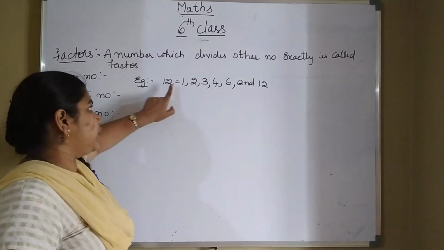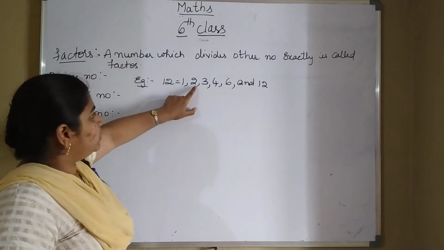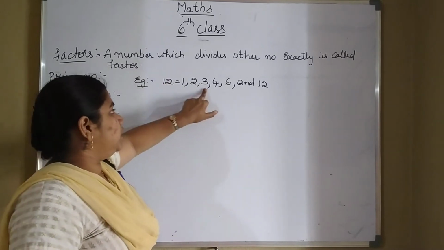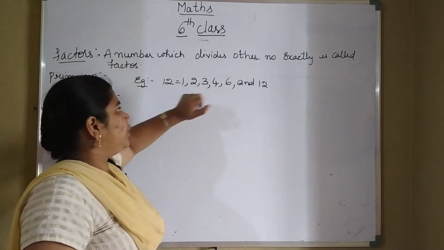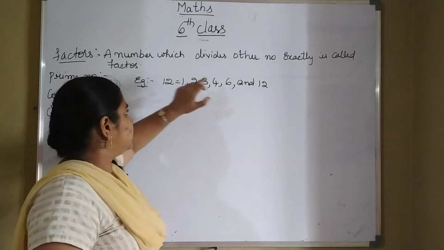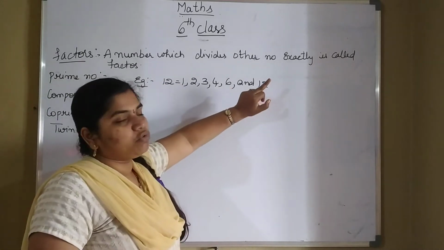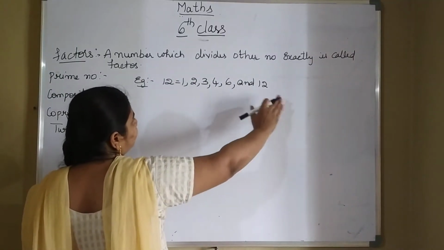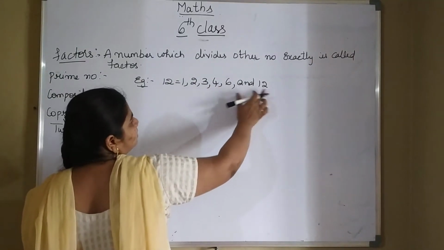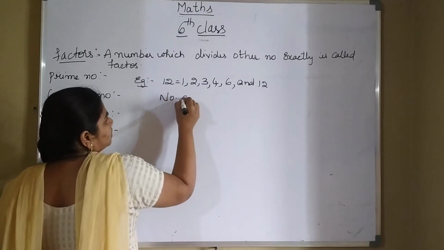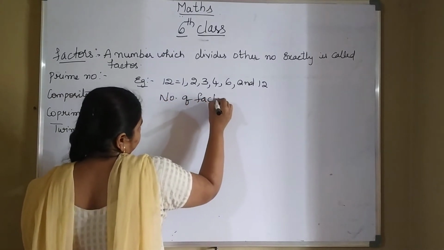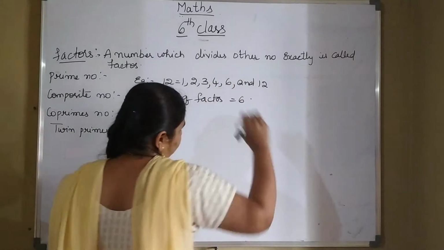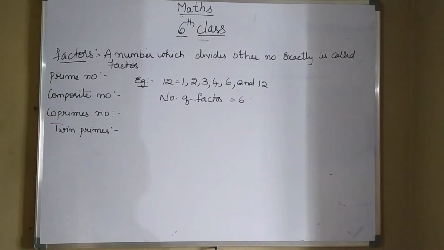That means 1 is also a factor of 12, 2 is also a factor of 12, 3 is also a factor of 12, 4 is also a factor of 12, 6 is also a factor of 12 and also 12 is also a factor of 12. So how many factors are there for 12? 1, 2, 3, 4, 5, 6 total. Number of factors are 6. Okay, so this is about factors.